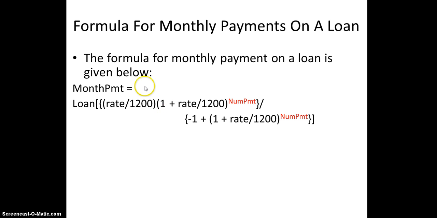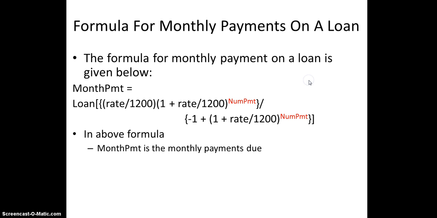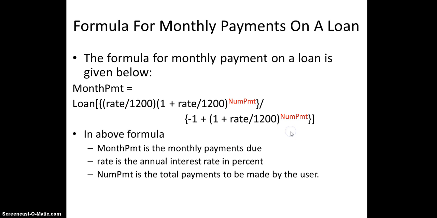Once again, the various terms in the formula are as follows. Month PMT, which is on the left hand side, is the monthly payment due. Rate is the annual interest rate. Rate has appeared 3 different times, here, here and here. That's the annual interest rate in percent at which the loan has been granted, and this could be a fractional quantity. Num PMT is the total number of payments to be made by the user over the life of the loan.